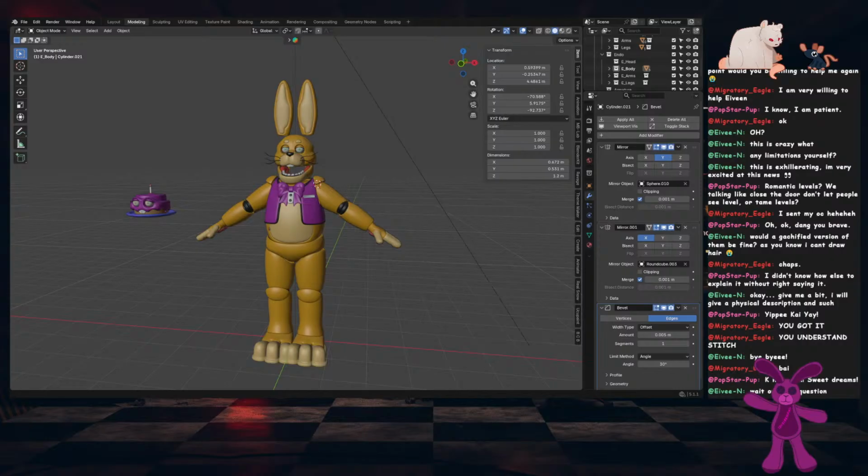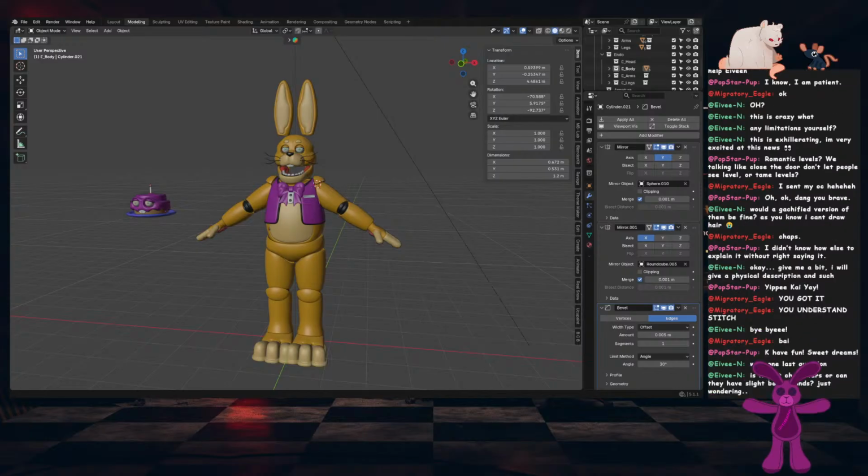Wait, one last question. Is it just characters or can they have slight backgrounds? Just wondering. I do need to practice backgrounds. So I guess you can send me a background if you want it, but be forewarned, I have the power to veto it and make it just be transparent. But if it's not too complicated, I will give the background a try.